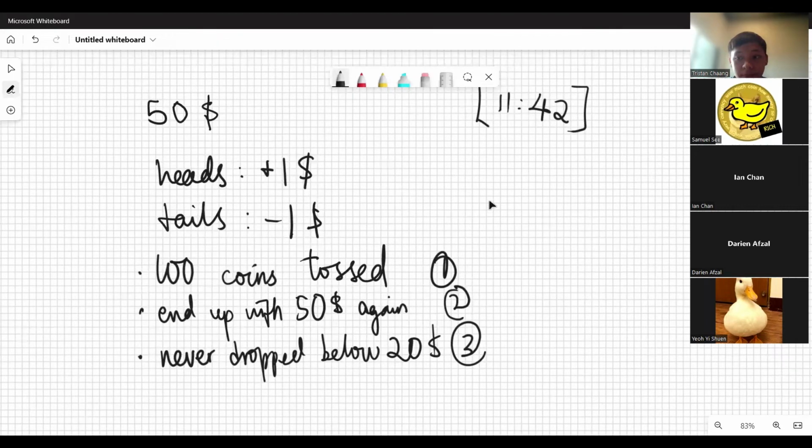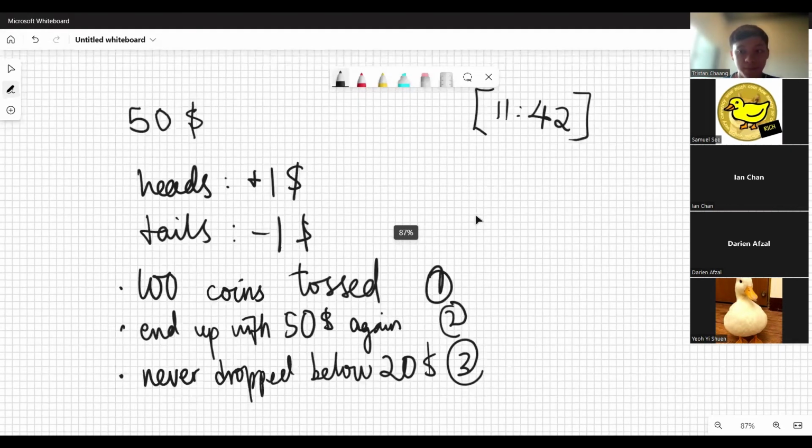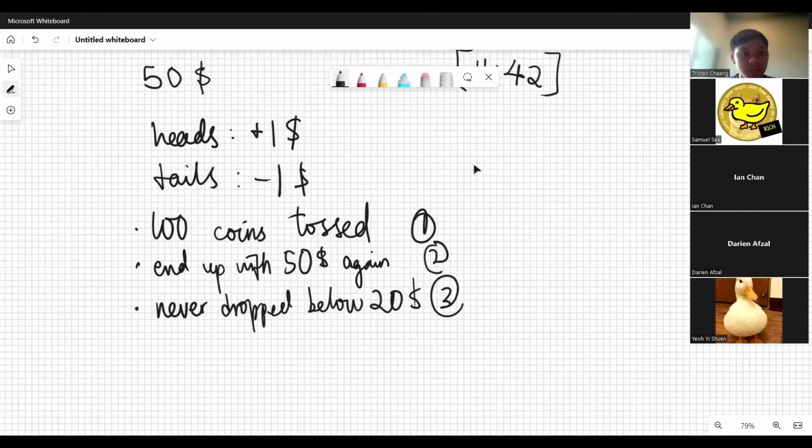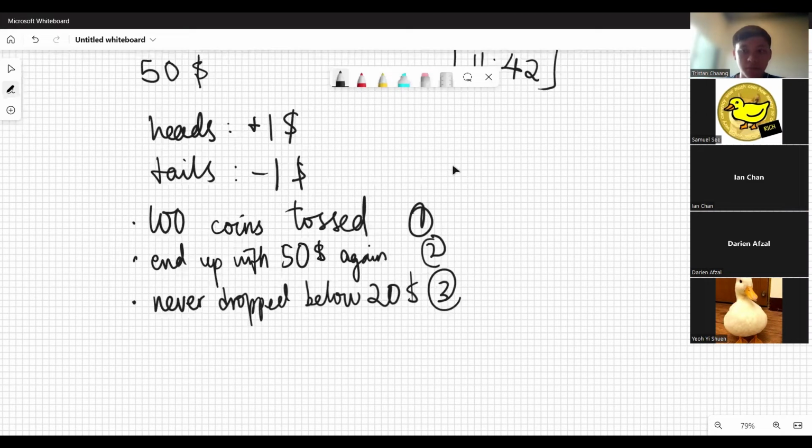Why is it 100 choose 50? Because yes, you want 50 heads and 50 tails. So you want to rearrange those combinations, so 100 choose 50.